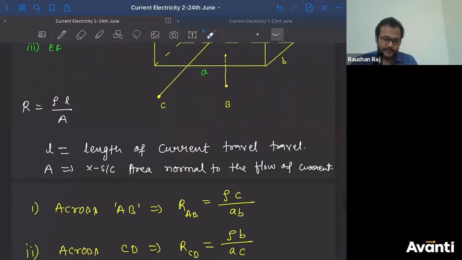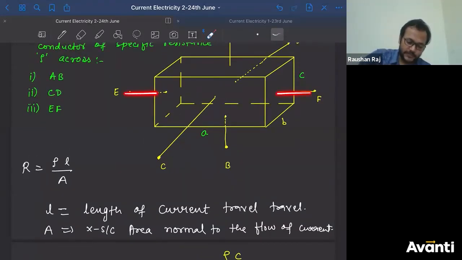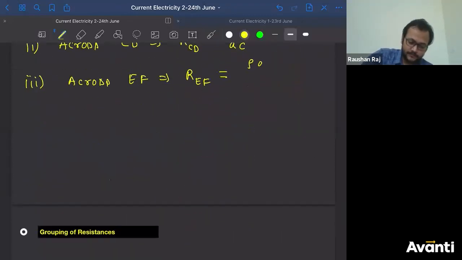ठीक है, तो क्या correct answer बताइए? तो length of current flow is what? A. What is the cross section area? This part, है ना? तो rho A divided by area is BC. तो rho A by BC.